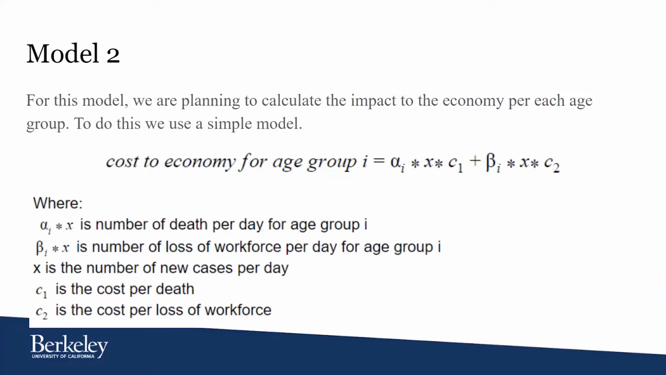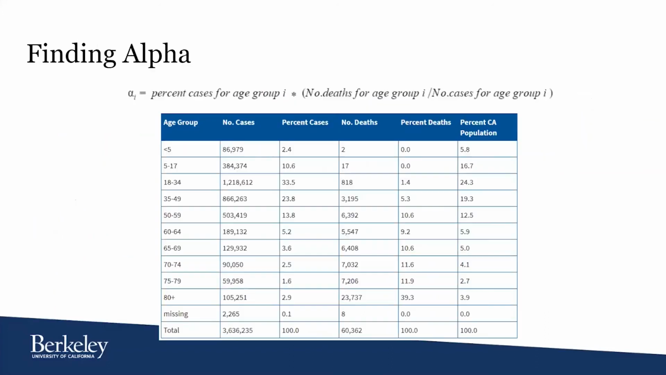So alpha times x is the number of deaths per day, and beta times x is the number of loss of workforce per day for each age group. X is the number of new cases per day, and C1 is the cost per death, and C2 is the cost per loss of workforce.